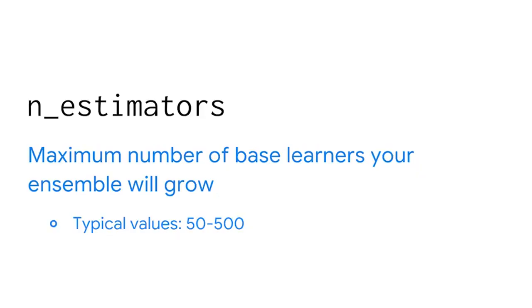The second hyperparameter is n estimators, which is the number of estimators, or maximum number of base learners that the ensemble will grow. This is best determined using grid search. For smaller datasets, more trees may be better than fewer. For very large datasets, the opposite could be true. Typical ranges are between 50 and 500.